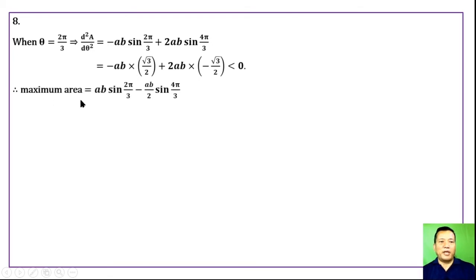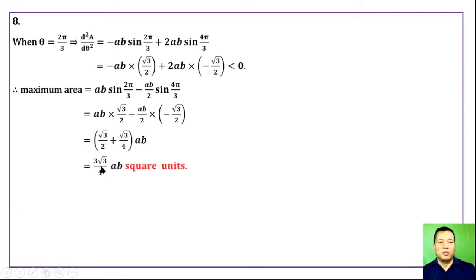Therefore, maximum area is ab sine twice pi by 3 minus ab by 2 sine of 4 pi by 3. Solving this, we get 3 root 3 by 4 times ab square units. This is the maximum area.